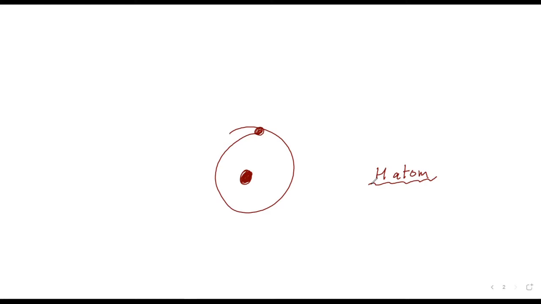So Bohr took the story to a certain level, and the model was good enough because till date, the model that we study in class 10th, that 2, 8, 8, 1, 2, 8, 8, 2, is basically based on Bohr's model only. Are we clear till here?